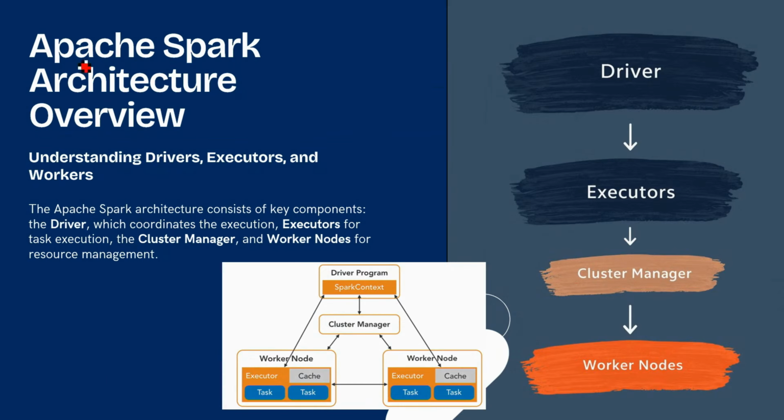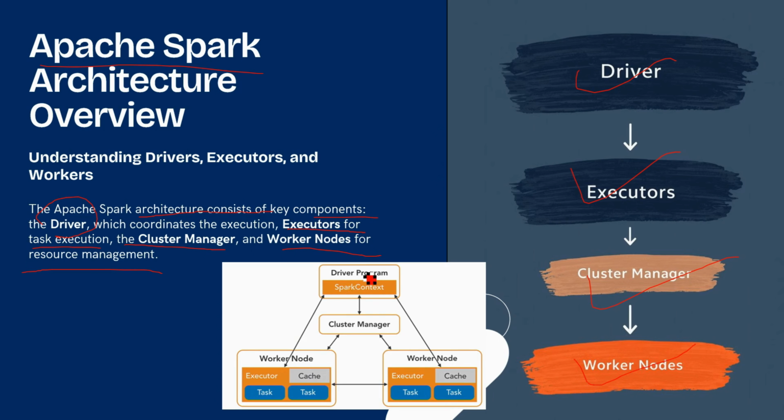If you are talking about Spark architecture, the Apache Spark architecture consists of key components like the driver, which coordinates the executions. Then we have the executor for task executions. The cluster manager is there and the worker node is there for resource management. Driver, executor, cluster manager, and worker node.